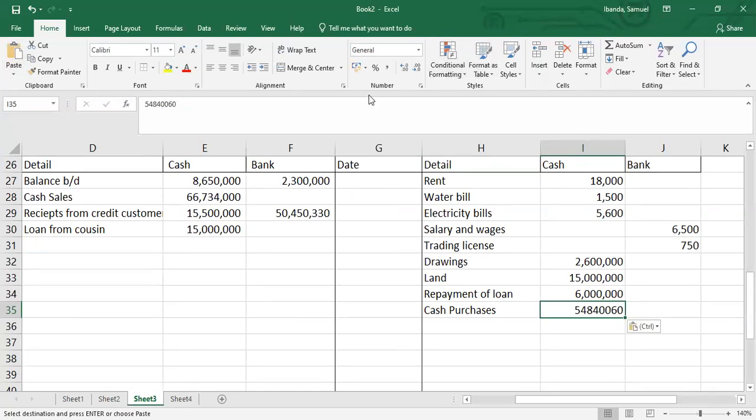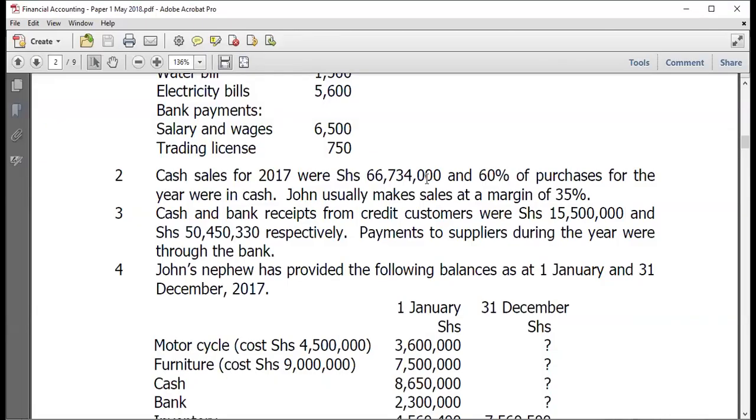Right there, as you can see, 54,840,060. Okay, that is what we basically have within our cash book. So all along, that is why we've had to calculate. Once we have recorded our cash purchases, I believe we didn't leave out anything else. Okay, we shall return to see how to use the rest of the figures.